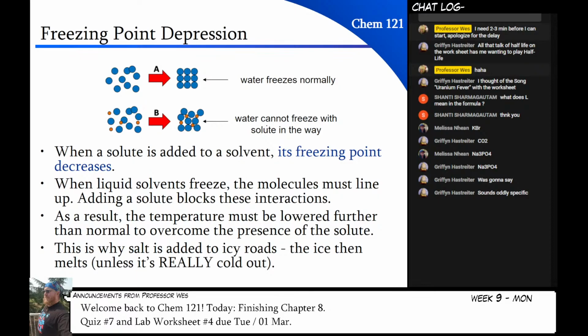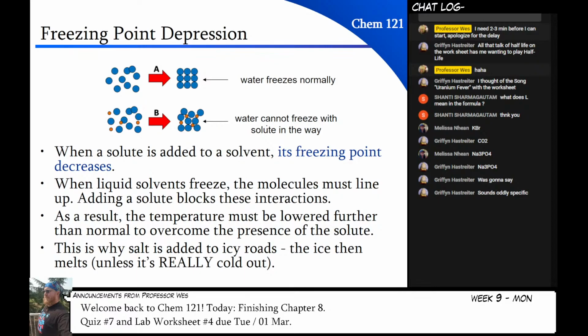Now, a practical consequence of this is in your antifreeze in your radiator, of course. You don't want your engine block to freeze, so if we put antifreeze in the water in your engine block, then the water cannot line up with other water molecules to freeze into place, and thus your engine block's solution remains in the liquid state and not frozen and expanding and possibly cracking your engine block.